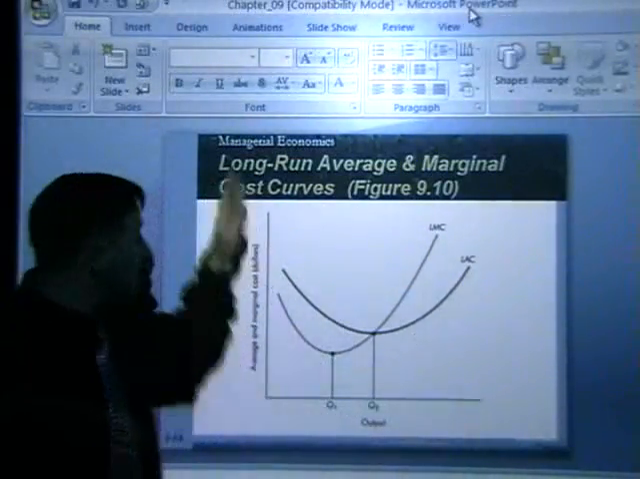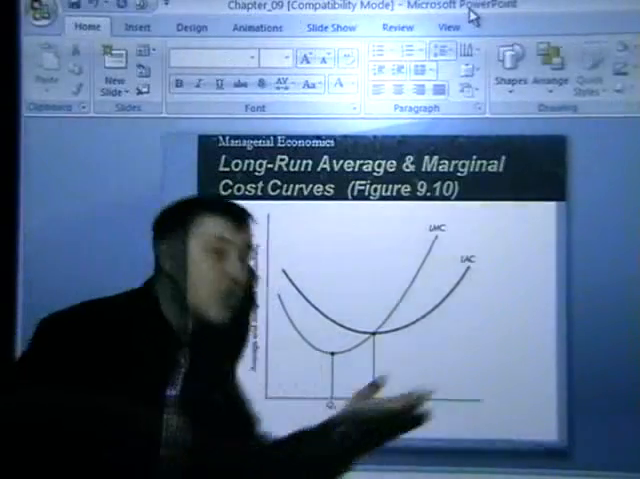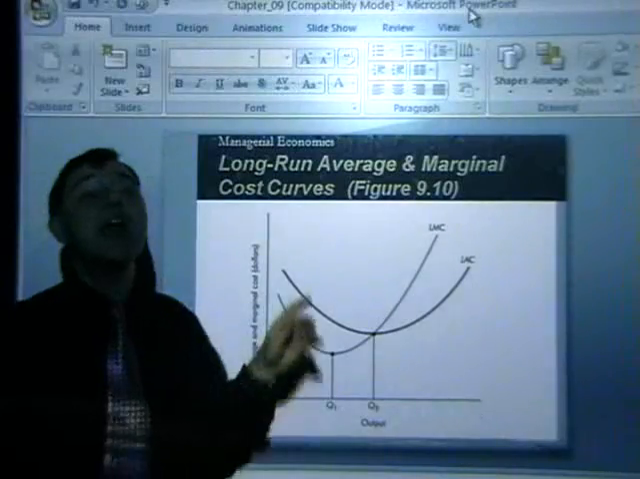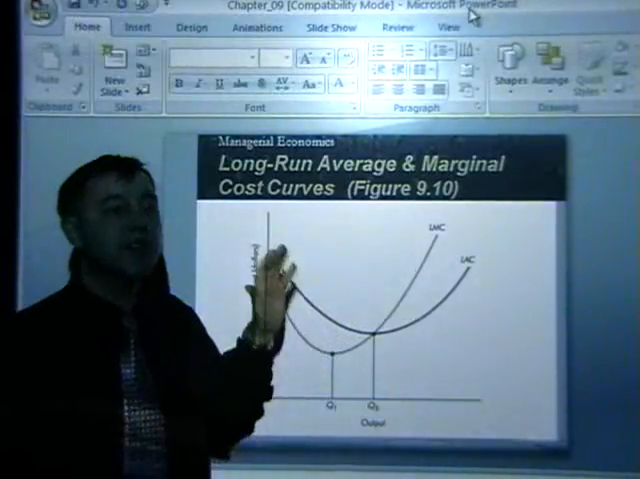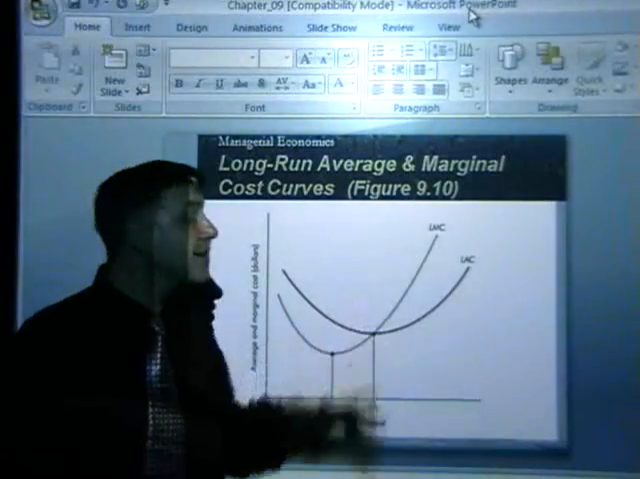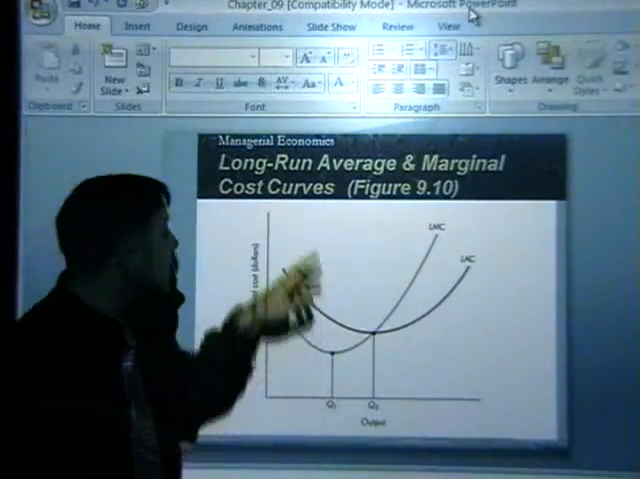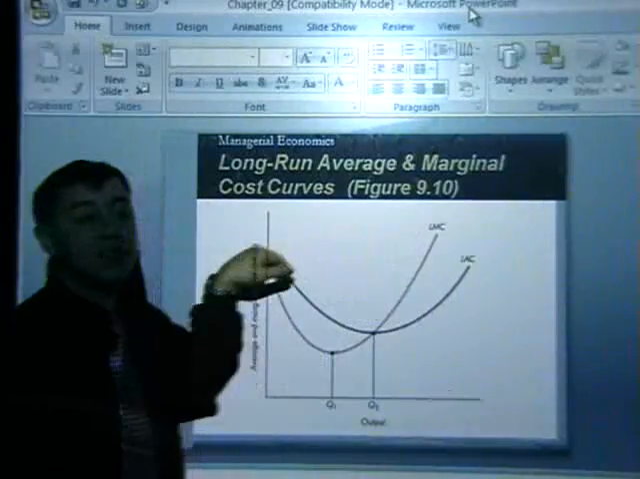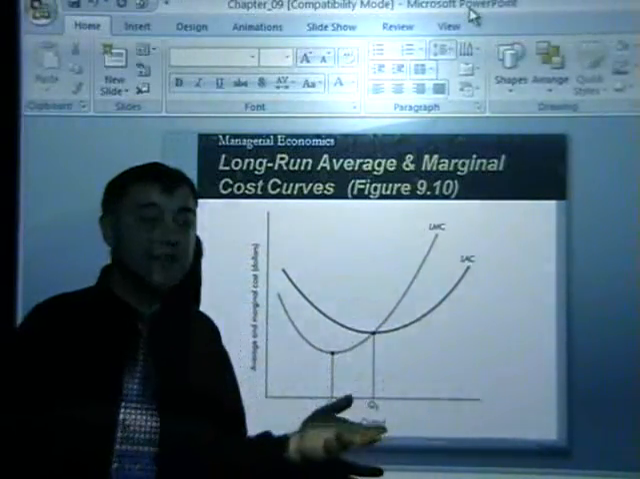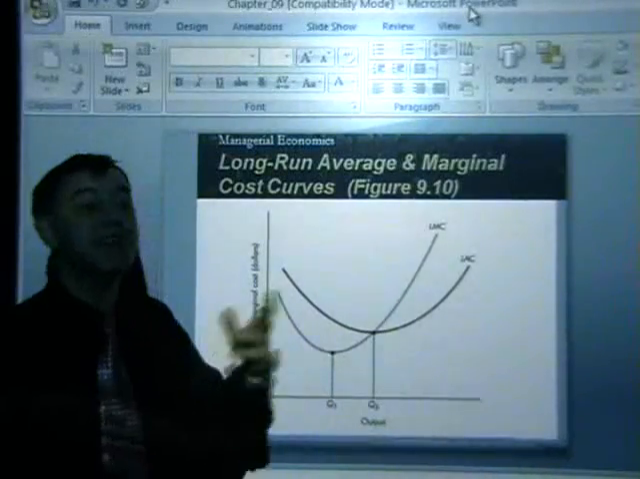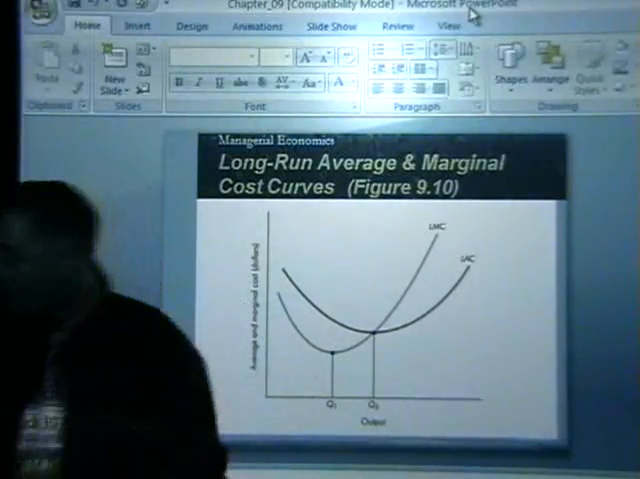U shape simply means falling early on, rising later on. Alright, that's all that U shape means. And this is identical to the short run because the logic of average costs and marginal cost is identical. The definition is identical. So the picture, the concepts, the explanations, everything is identical.